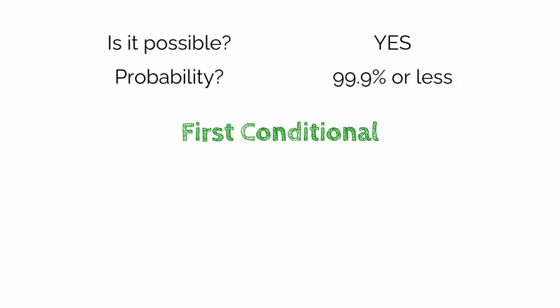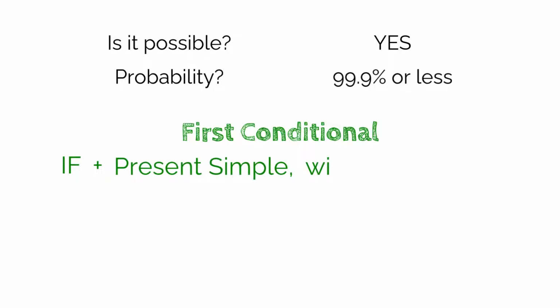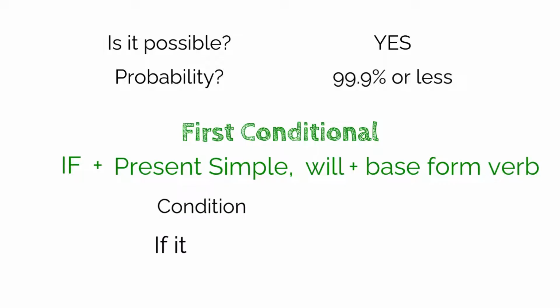Simple, right? But what happens if the probability is up to 99.9%? Then we use the first conditional. The structure is if plus present simple, comma, will, plus the base form of the verb. For example, condition: if it rains. Result: I'll stay at home.